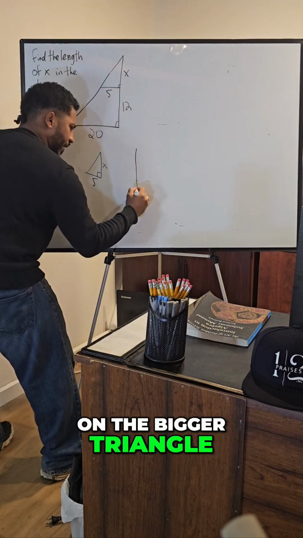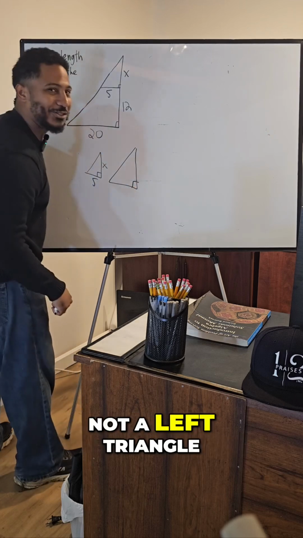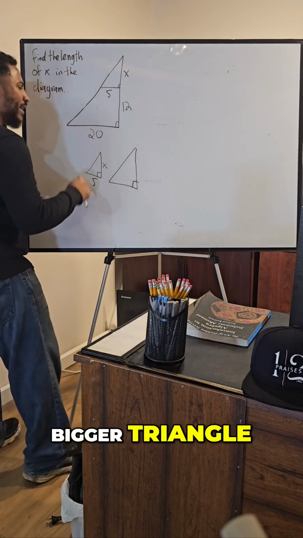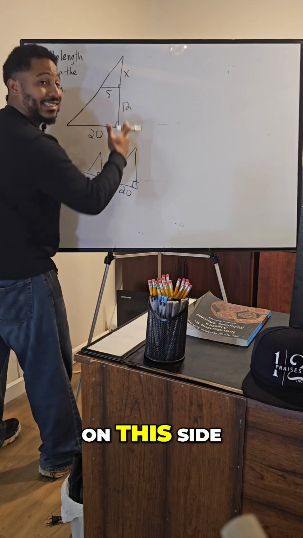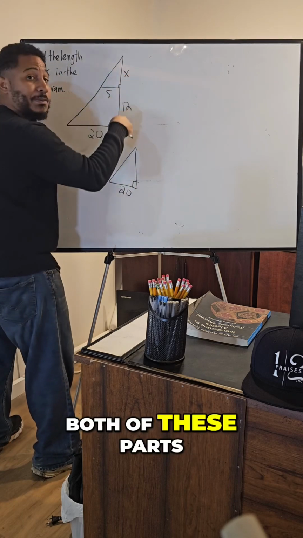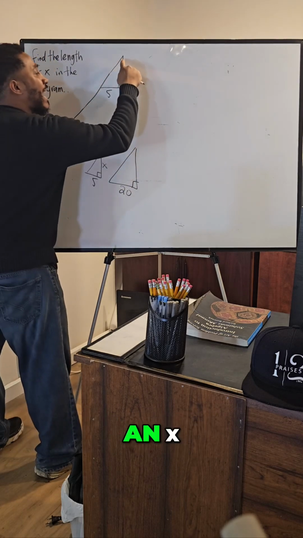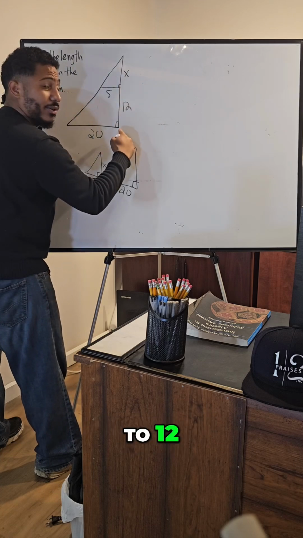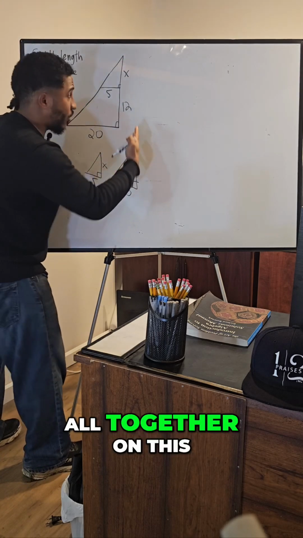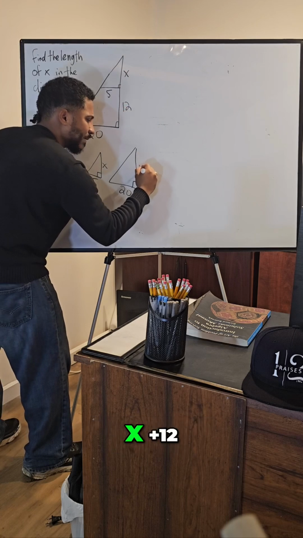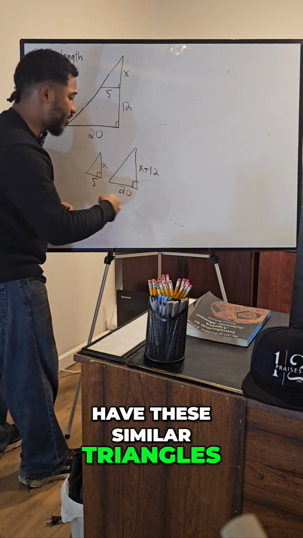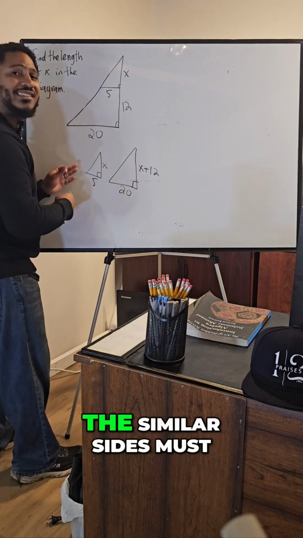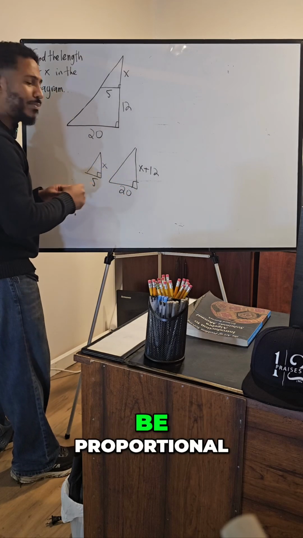So the bigger triangle is also a right triangle, not a left triangle, okay? And so on the bigger triangle, we note that this side is 20. But then on this side, we have to consider both of these parts, the bigger thing. So here we have an x, but then it goes to 12. So the bigger triangle altogether on this side would have an x plus 12, okay? And now when we have these similar triangles, then we say, well, the similar sides must be proportional.